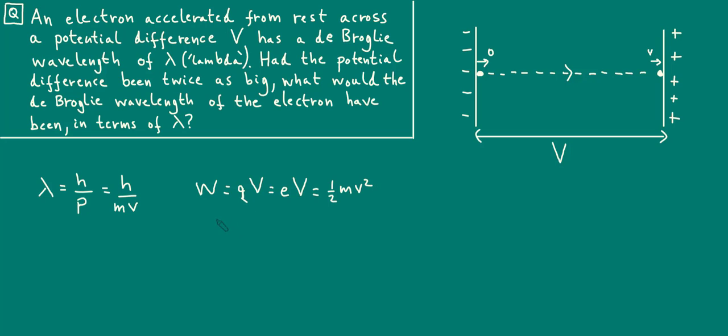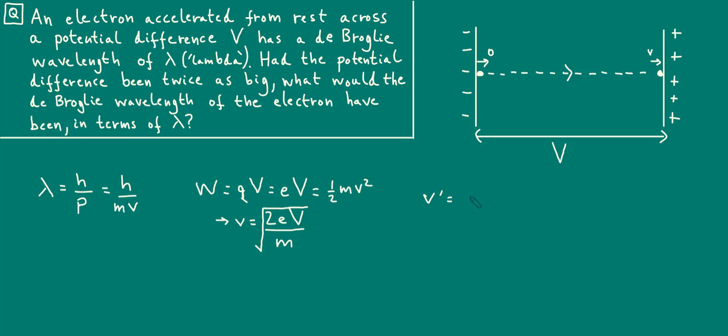Now if we rearrange for v here, the final speed that is, that's simply equal to 2 times E times the voltage V over m, all square rooted. Now from this, we can work out the effect on the final speed if the potential difference, big V, doubles. Let's call the new final speed v prime or v dash.